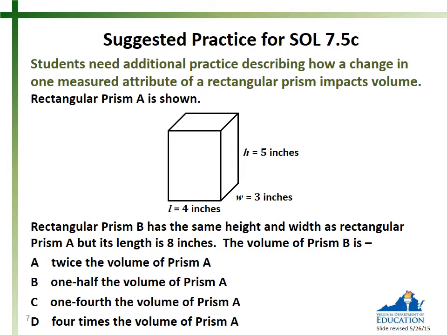So here we have this rectangular prism A that is shown. Rectangular prism B has the same height and width, but its length is 8 inches. And so what I'm doing is I'm multiplying my length by 2. So the volume of prism B is twice the volume of prism A, half the volume of prism A, a fourth, or 4 times. And so, like we said before, whenever I multiply one side length, when I deal with volume, that's actually doubling the volume. So since I multiply by 2, twice the volume is multiplying the volume by 2.